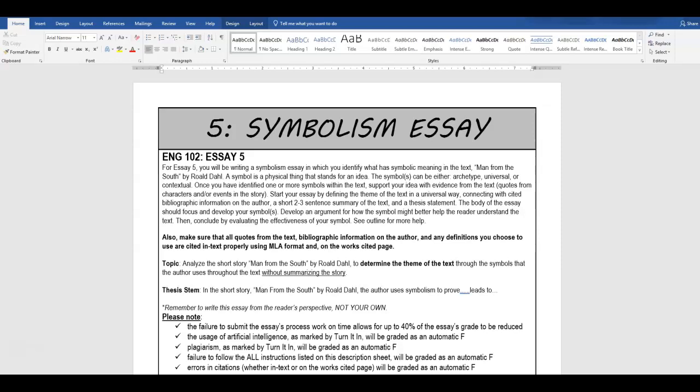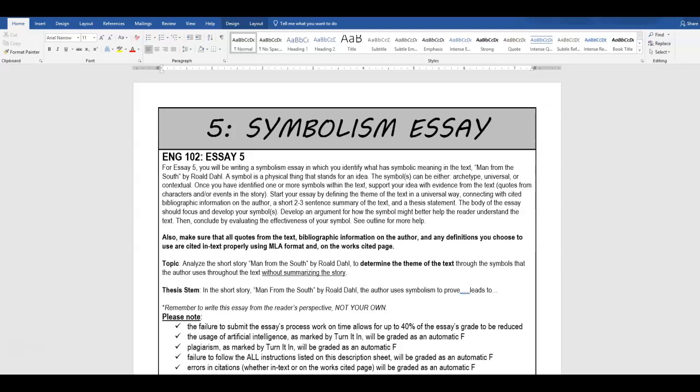So again, let me explain that one more time. There are 2 ways to complete this essay. You can either find 3 different symbols within the text that represent 3 different ideas, or you can find one symbol and represent it 3 different ways. Once you have identified one or more symbols within the text, you will support your idea with the evidence from the text, including quotes from the characters and/or events in the story.